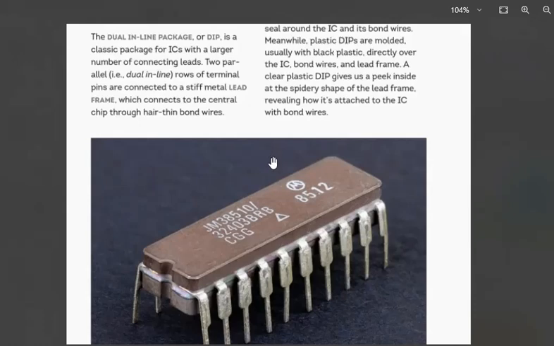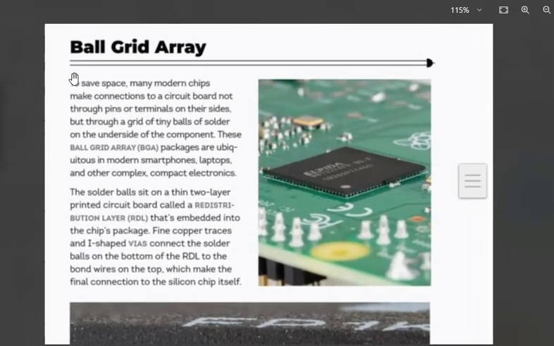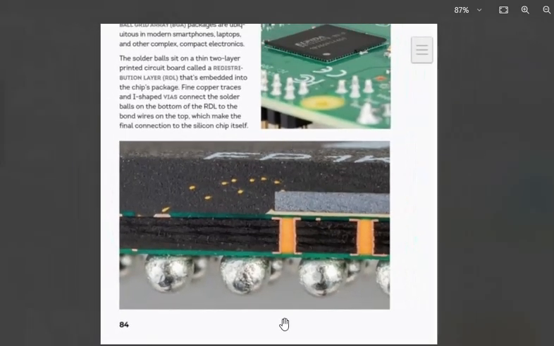DIPs were once a very common type of package for ICs, but they have been largely replaced by smaller and more modern packaging technologies such as surface mount technology, short form SMT. However, DIPs are still used in some applications, especially for older and low volume products. So this is our next component, named ball grid array. You can see it, there are balls there.